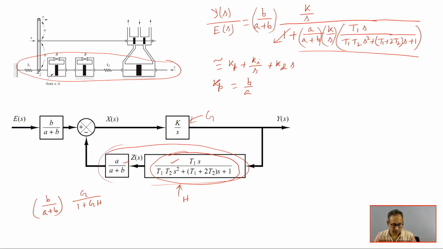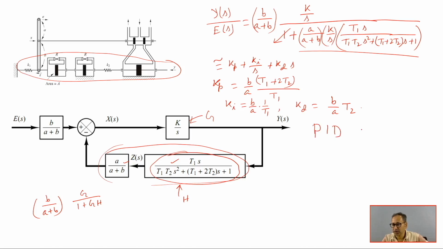Where Kp equal to B by A into T1 plus 2 T2 divided by T1, the proportional gain, all are constants. Ki equal to the integral gain, B by A into 1 by T1, and Kd equal to the derivative gain, B by A into T2. Thus this design will represent the PID, proportional plus integral plus derivative control action. So let us stop here. Thank you for your attention.